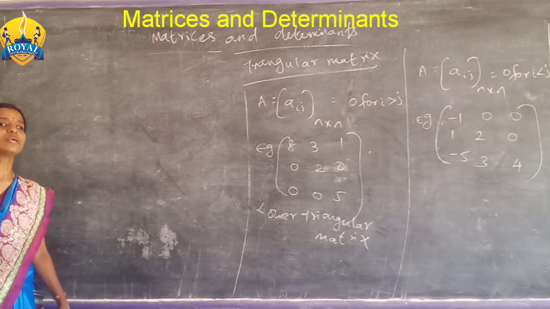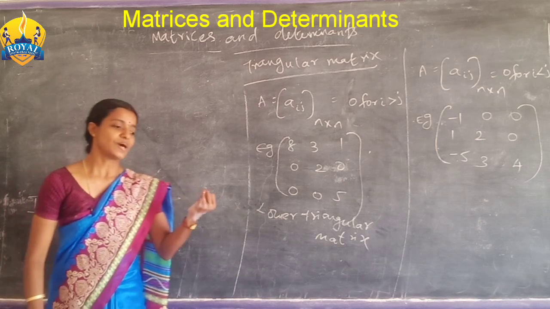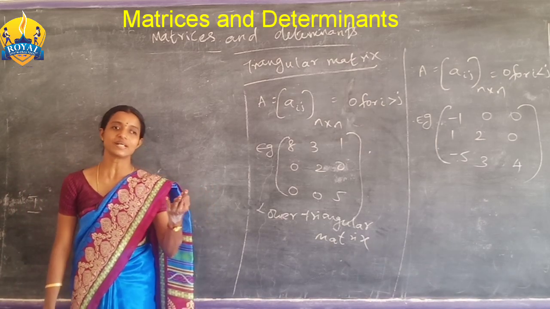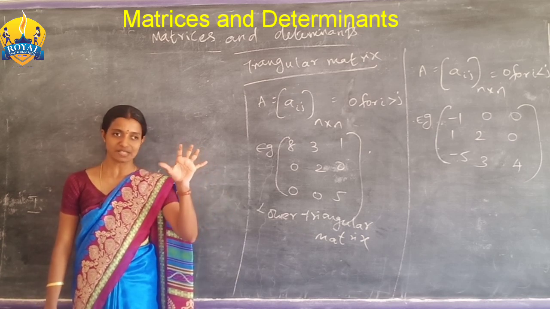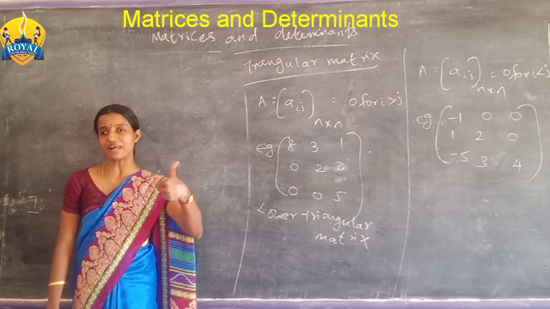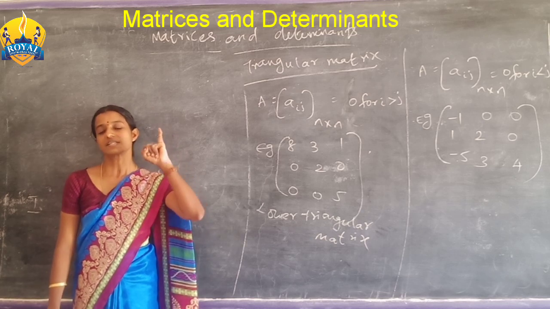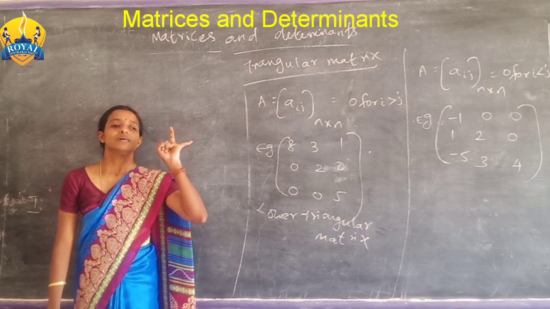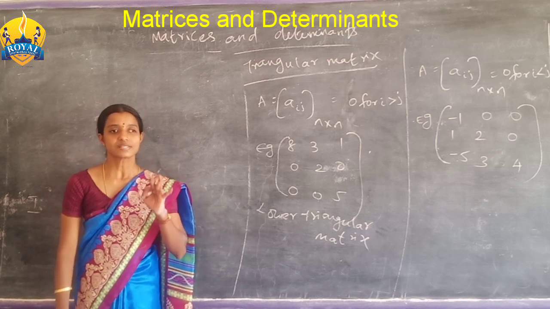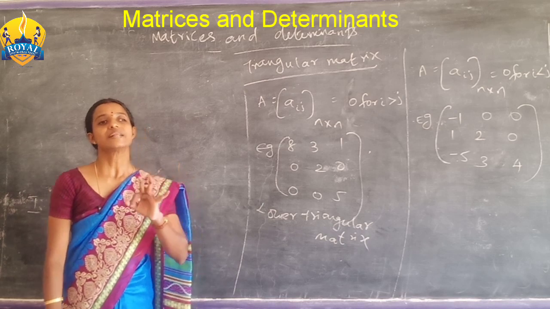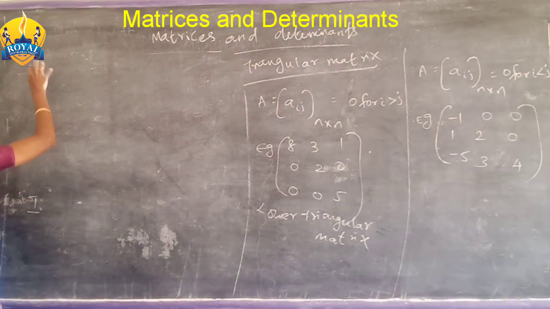Now, we have seen all the different kinds of matrices: row matrix, column matrix, zero matrix, square matrix. With the square matrix, we have seen the diagonal matrix. With the help of the diagonal matrix, we have seen the scalar matrix, unit matrix, and triangular matrix. Now, let us get into what is equality of matrices.